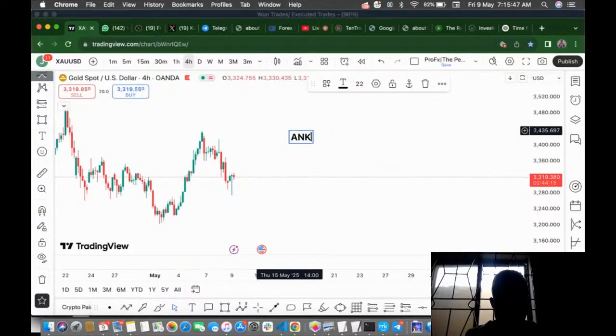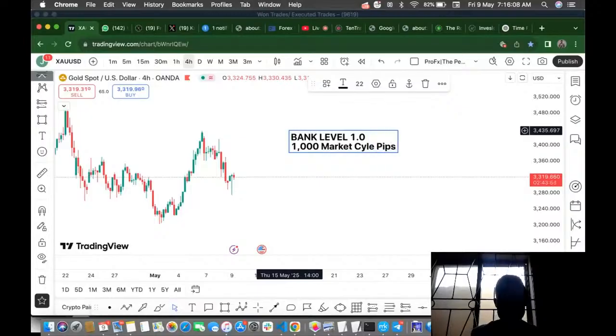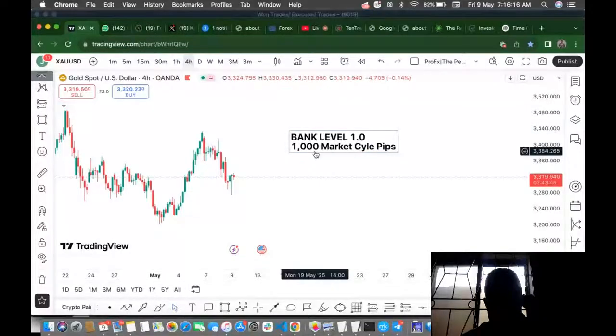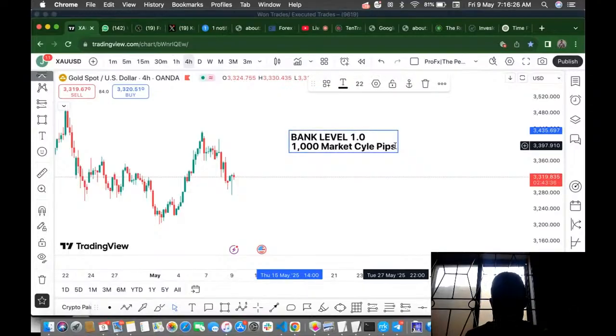So for bank level 1.0, it is 1,000 market cycle pips. What this means is that the rule behind this 1.0 bank level is every market moves in 1,000 pips. So what we now do is average every 1,000 pips by 2 till we get to the last one. So we have 1,000 pips.